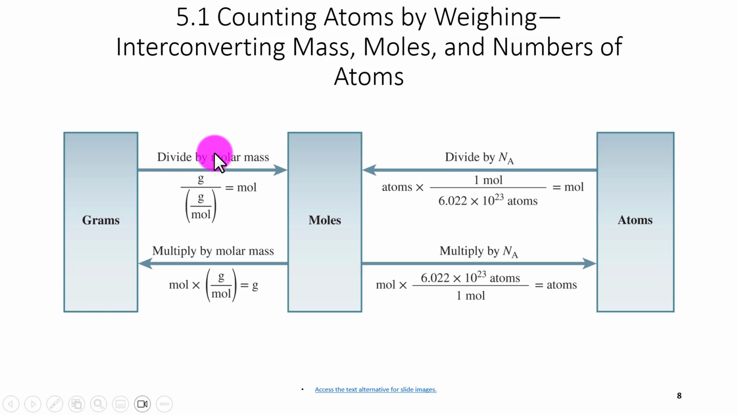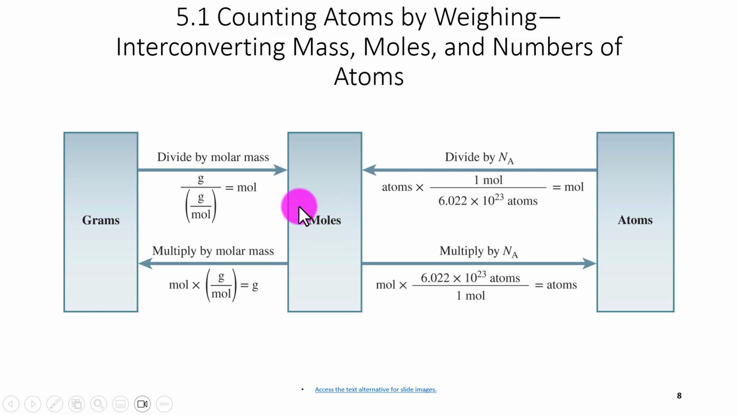You know how to find the molar mass of that element because you find it right underneath the symbol. So you start with grams, you divide by the molar mass to get the moles of that element. Once you know the moles of the element, all you have to do is multiply by Avogadro's number to get to how many individual atoms there are in that sample.